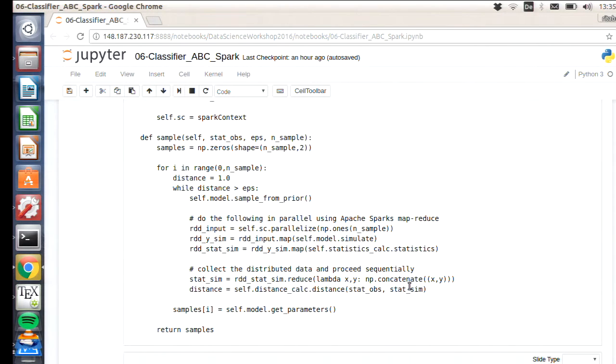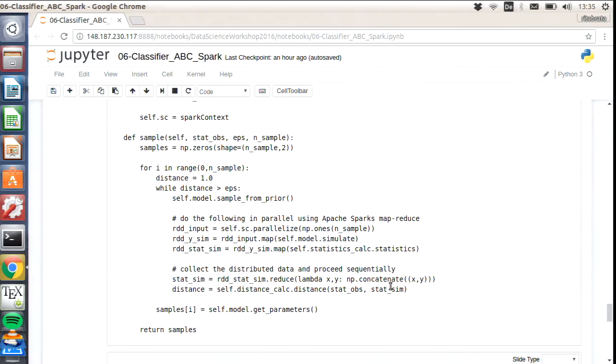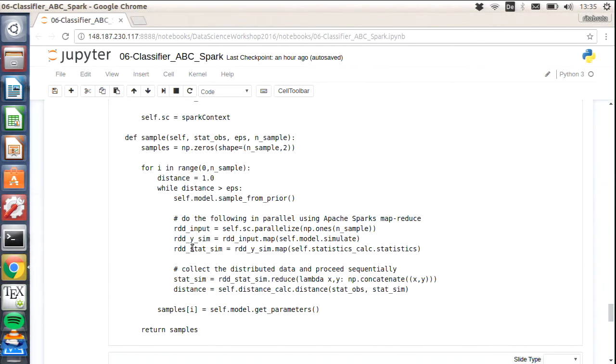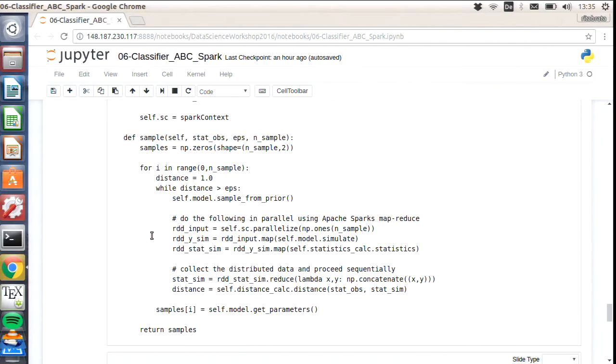So you have 500 3-vectors in each of the nodes, and then you want to concatenate them all together. So you will then have 500 cross 5. So you reduce them with this RDD StatSim, and then you finally get the StatSim. So this is the whole part with Spark that we do here: distributed computing on each of the nodes with 2 maps, and then finally we just reduce this thing.